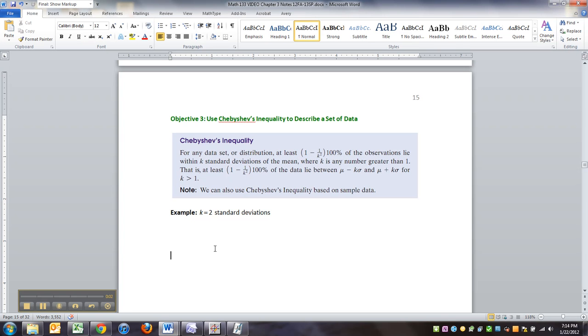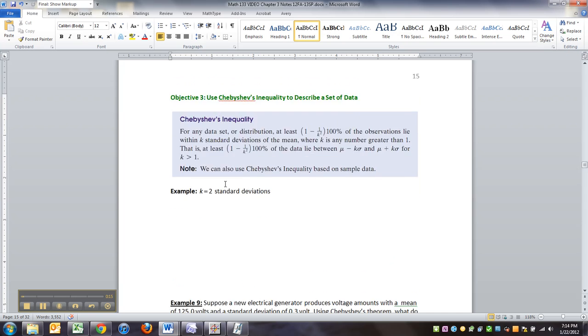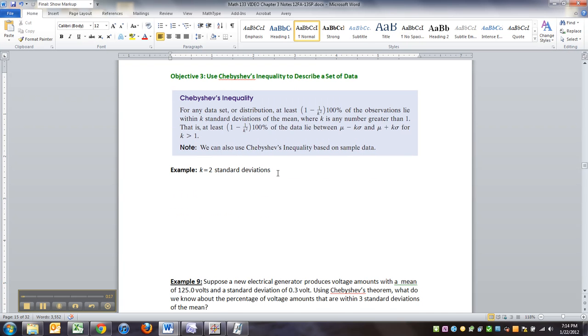All right, we're into the last bit of section 3.2, which is Chebyshev's inequality. Now, Chebyshev was a guy that thought of this. That's why I said his last name. And we're not going to do it too much. It's just that if a data set is not normal, right?